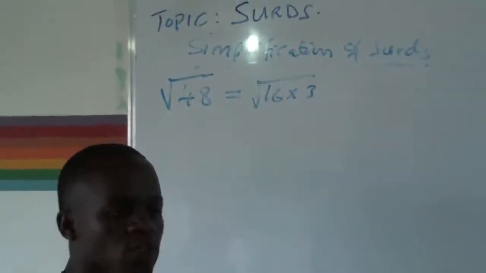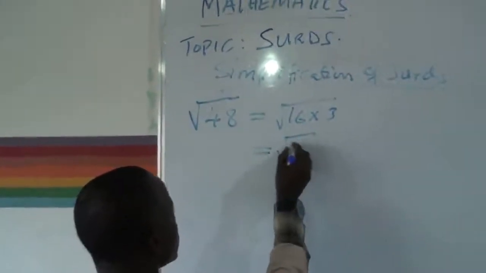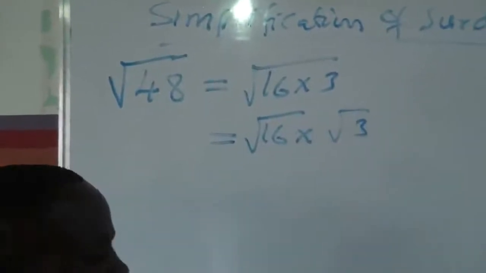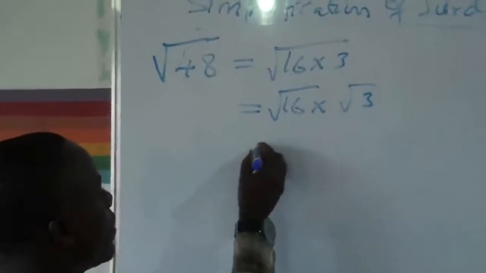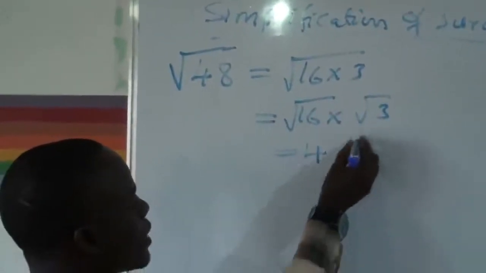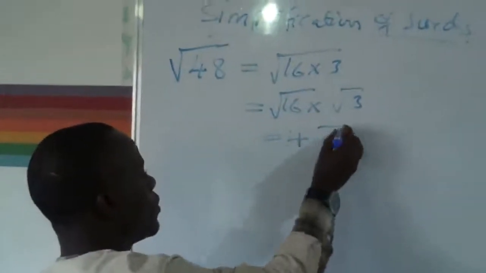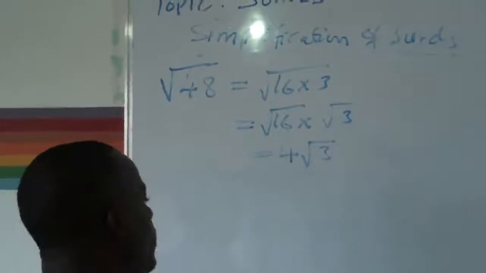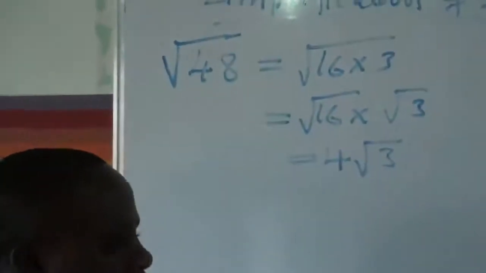And from our multiplication rule which we have discussed earlier, this can be split into square root of 16 times square root of 3. And of course, the square root of 16 is 4, and the square root of 3 is not a perfect square, so it's going to be 4 root 3. Now, 4 root 3 is the basic form of square root of 48.